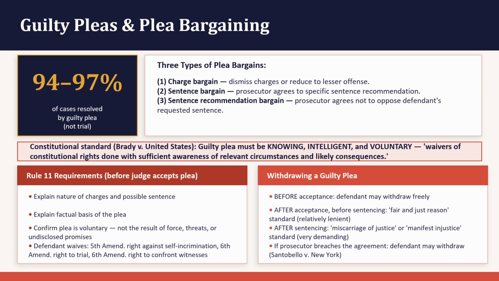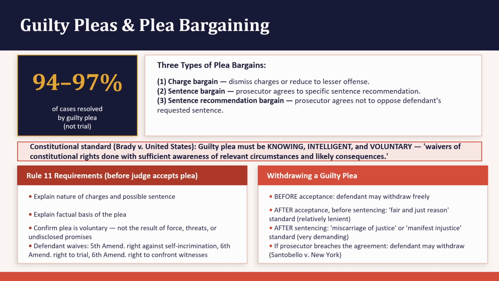Withdrawal standards are graduated by timing. Before acceptance, withdrawal is free. After acceptance, but before sentencing, the fair and just reason standard applies. After sentencing, only a miscarriage or manifest injustice justifies withdrawal. When the prosecutor breaches the agreement, as in Santobello, where a new prosecutor made a sentence recommendation contrary to the original deal, the defendant may withdraw.